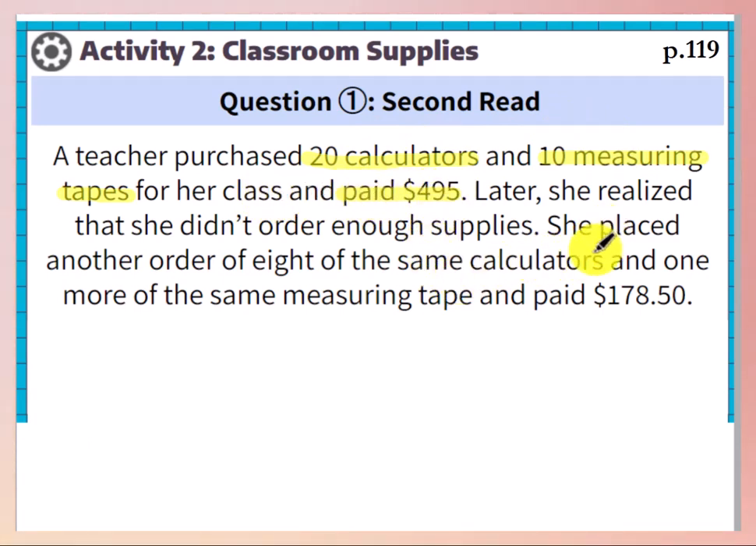Okay. Also, she realized she didn't have enough supplies. Okay, and she placed another order of 8 calculators and 1 measuring tape. We want to figure out how to put that together to get a new total of $178.50. So we've got 2 different equations.